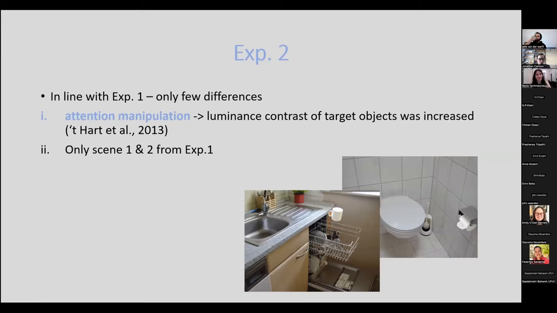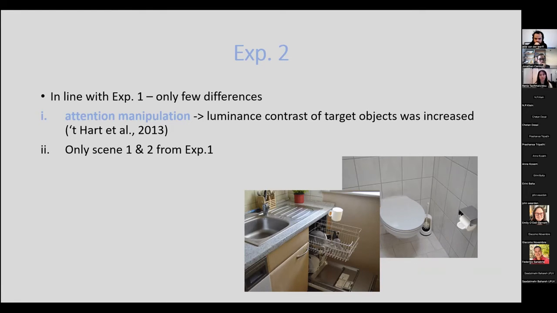I'm not going to talk to you about the methods because it was actually almost the same as the first one. We used again an oddball paradigm, but of course we had to add an attention manipulation for this second experiment, and that's what we did. We decided to increase the luminance contrast of target objects, as there was evidence that this can attract attention. And so that's an example of our stimuli with the contrast manipulation. And we only used scene 1 and scene 2 from experiment 1.